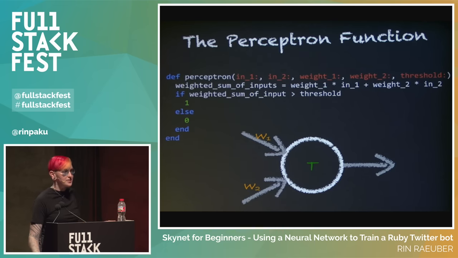So because I don't really like math, I put up this function as a Ruby method. As I said, it's the weighted sum of the inputs. In this case, we just have two inputs, so it's weight 1 times input 1 plus weight 2 times input 2. And then we look at the threshold, and if that weighted sum is bigger than the threshold, it returns 1 and else 0. So that's the part about firing or not firing.